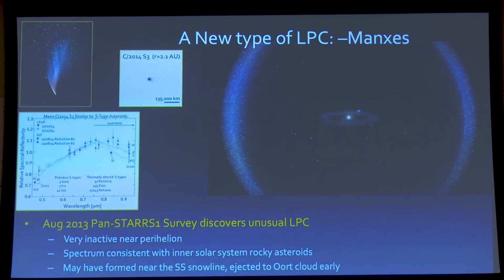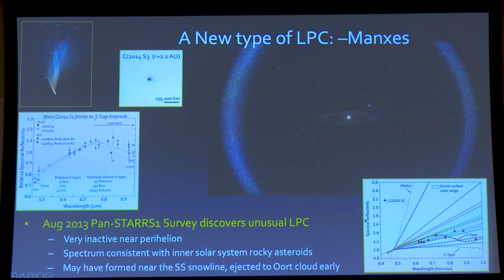Now, what's very interesting, and Erica Bufanda is working on this with her thesis work, is we're starting to look at a lot of these Manxes, and they seem to have a diversity of colors, whereas comets seem to have just a red reflectivity, reflecting their organic composition, over a fairly narrow range. The Manxes seem to have a wide range of reflectivities, so we may be seeing the diversity of what got scattered out into the Oort cloud.